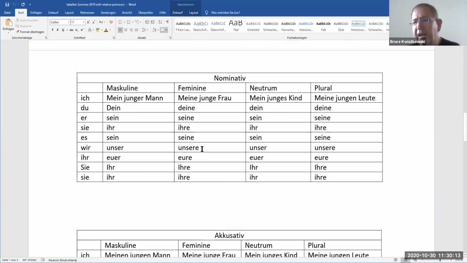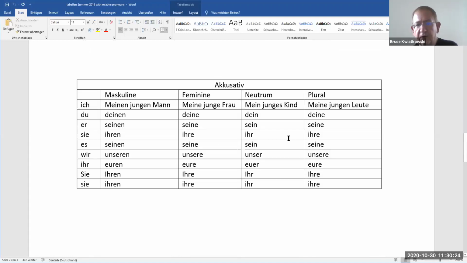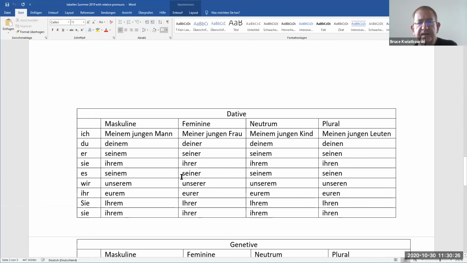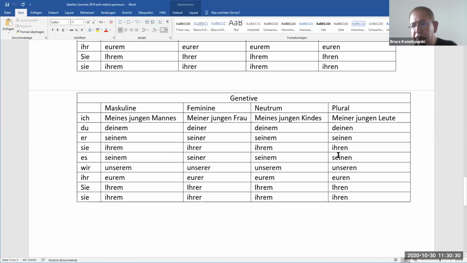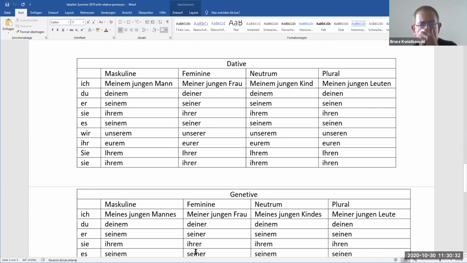And then on the other page, you don't really need this page, but a student really wanted me to put it together. But we have the nominative for all the possessive articles, the accusative for all the possessive articles, the dative for all the possessive articles, and then the genitive for in the future. Okay, but you don't have to worry about the genitive. Okay, so there. That's everything I have to tell you about the dative case and possessive pronouns.